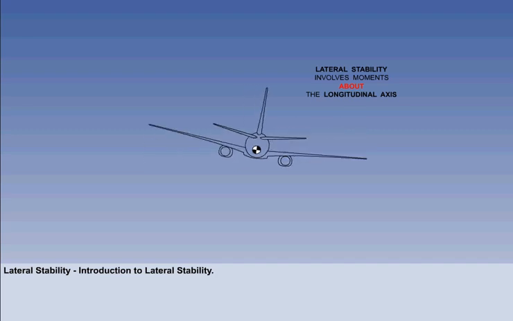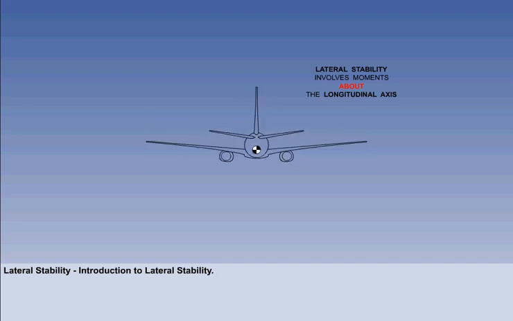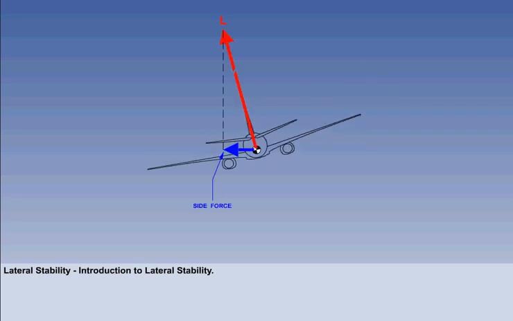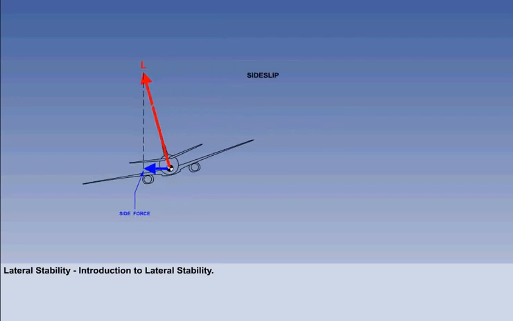Lateral stability involves the study of moments about the longitudinal axis. If the aircraft is displaced away from wings level, the inclination of the lift vector will generate a side force, and the aircraft will start to move sideways through the air. This is known as side slip.